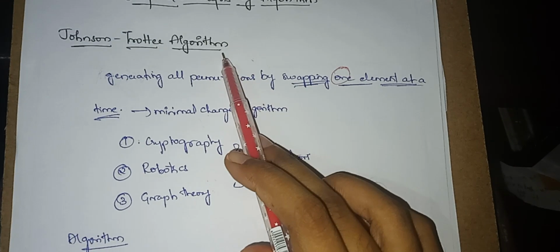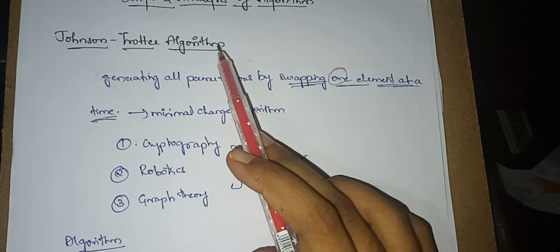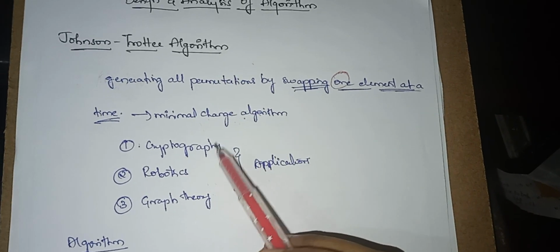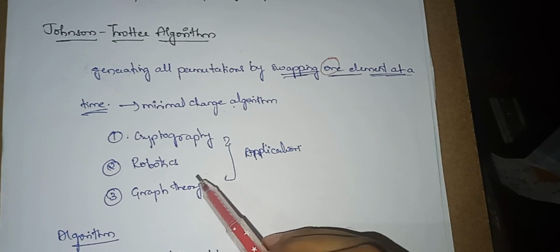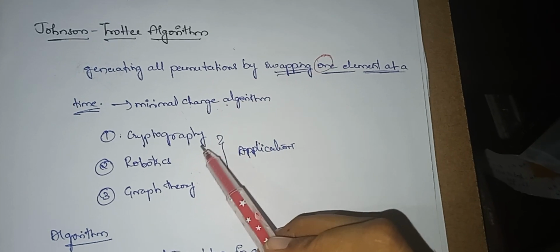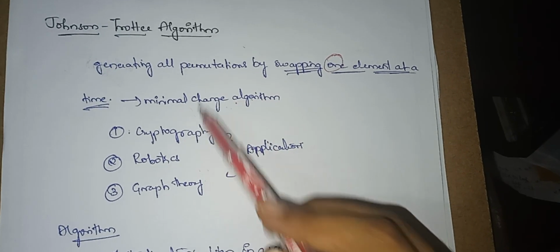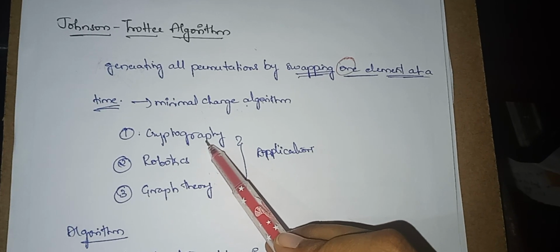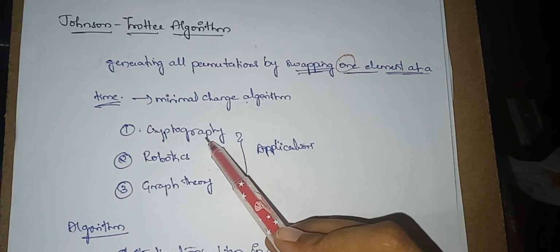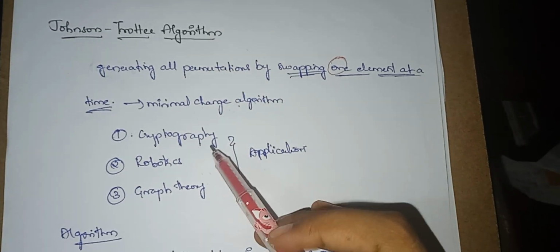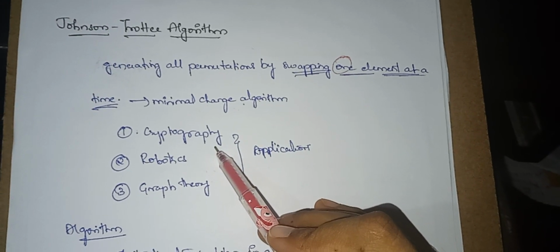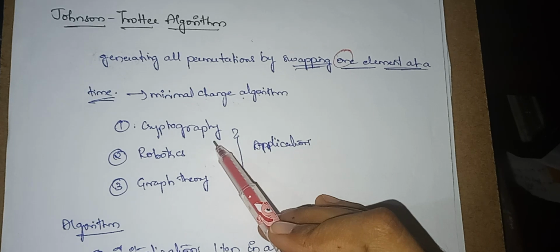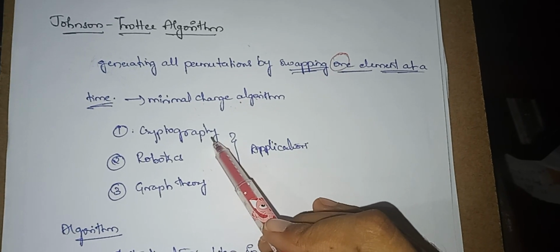And coming to the applications, the real-time applications where this algorithm is applied are cryptography, robotics, graph theory, and many more. But the main important area is cryptography, where it is used for key generation and encryption. The purpose of the Johnson-Trotter algorithm in cryptography is generating the keys for encryption and decryption purposes.